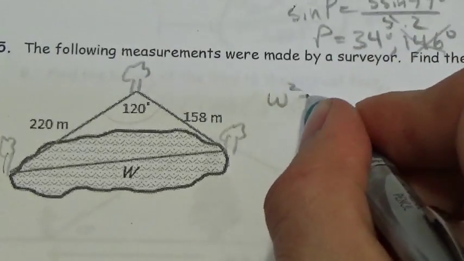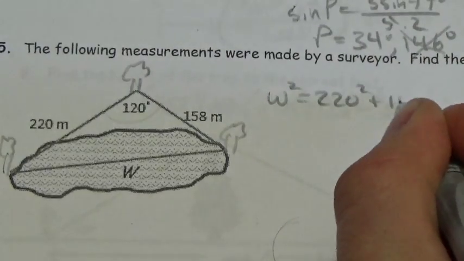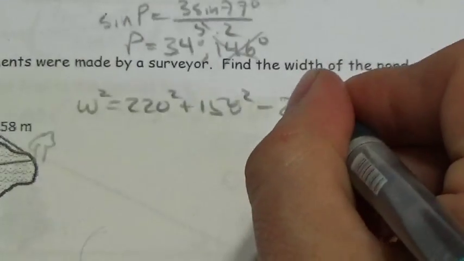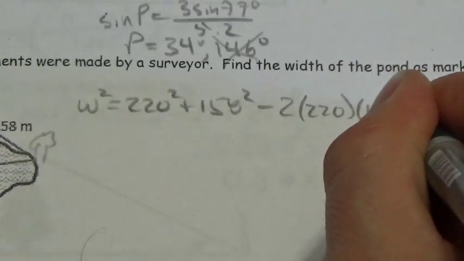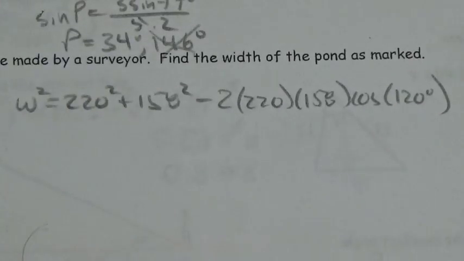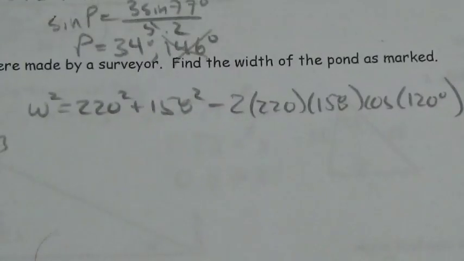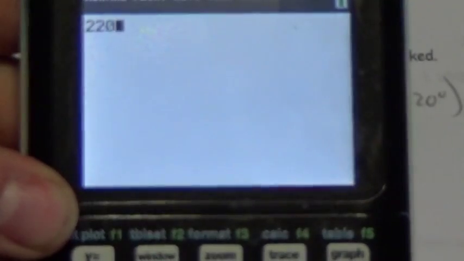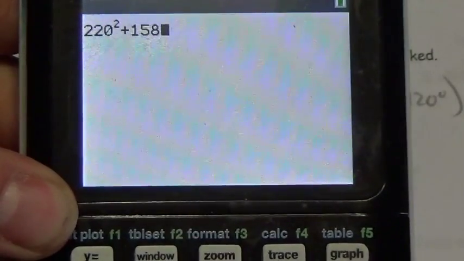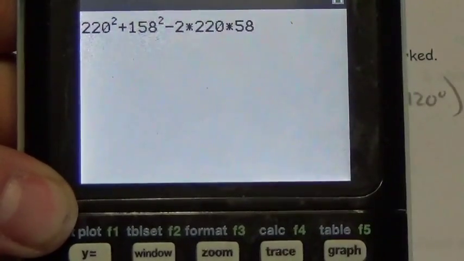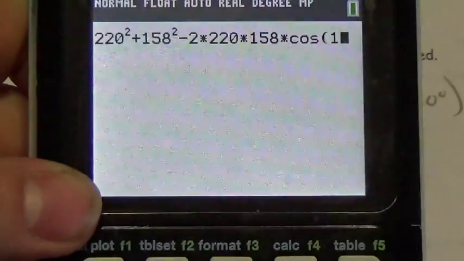So we know that W squared is going to equal 220 squared plus 158 squared minus 2 times 220 times 158 times the cosine of the angle in between them, 120 degrees. And again, I'm running off the screen there. Now that looks intimidating, but I'm going to use the calculator to do that anyway. So 220 squared plus 158 squared minus 2 times 220 times 158 multiplied by the cosine of 120.